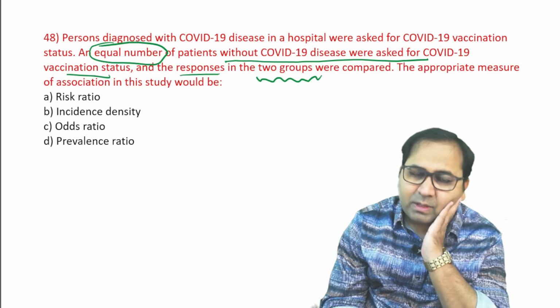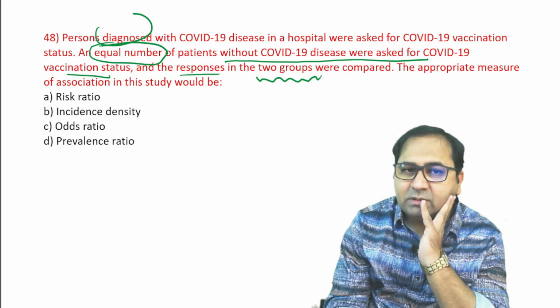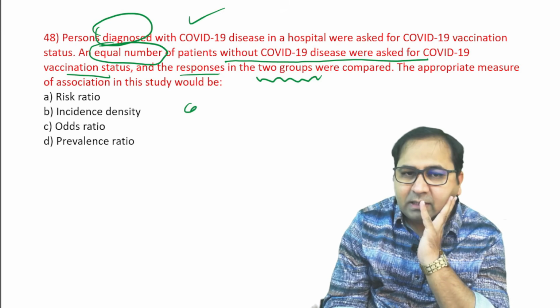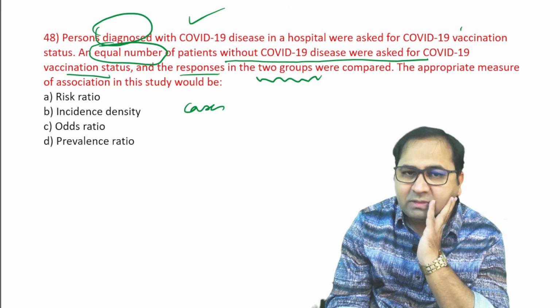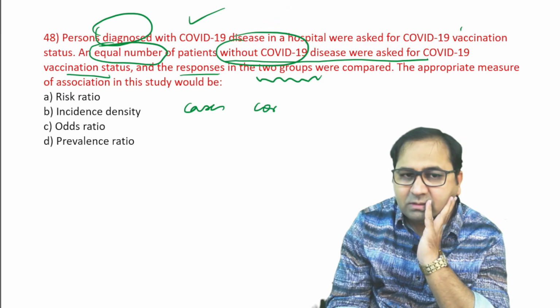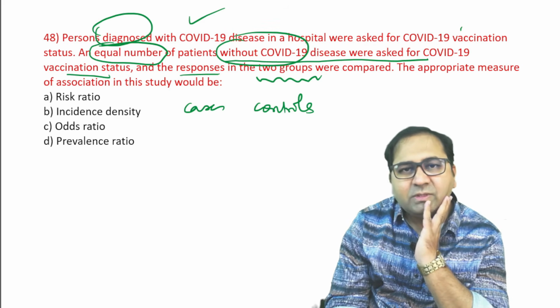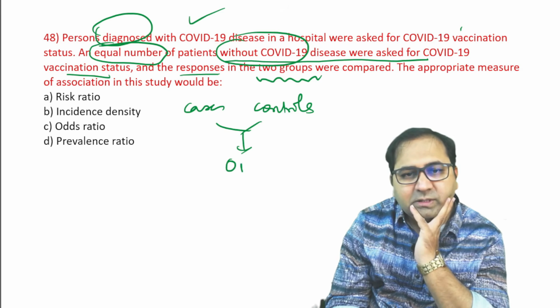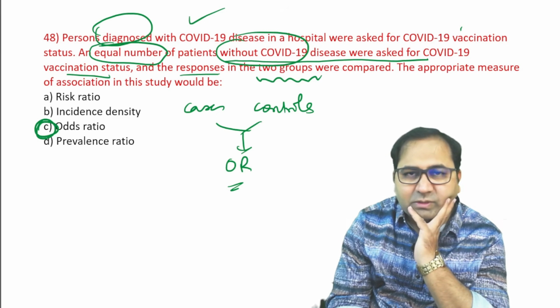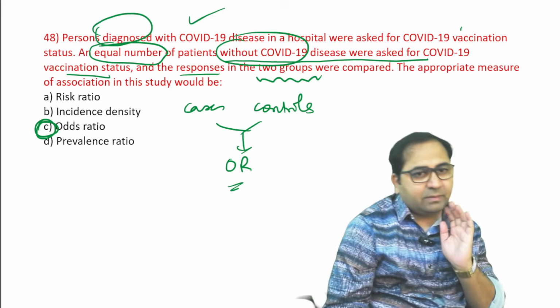It is very simple. Persons diagnosed with COVID-19, the cases, were asked for COVID-19 vaccination status, and an equal number of patients without COVID-19, that is controls. So what is the measure of association between cases and controls? It is odds ratio. So this is the answer for this question. Please remember the question and also the answer.